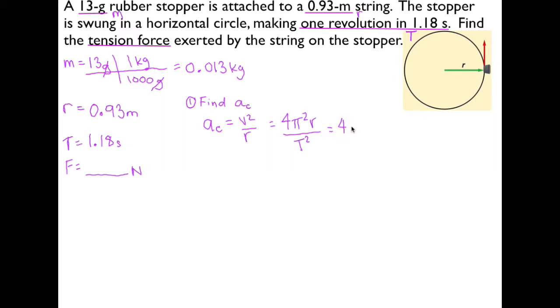So I have 4 times pi squared times my radius, which is 0.93 meters, divided by my period squared, which is 1.18. And the period is your time it takes to do one revolution. And so we've got that.